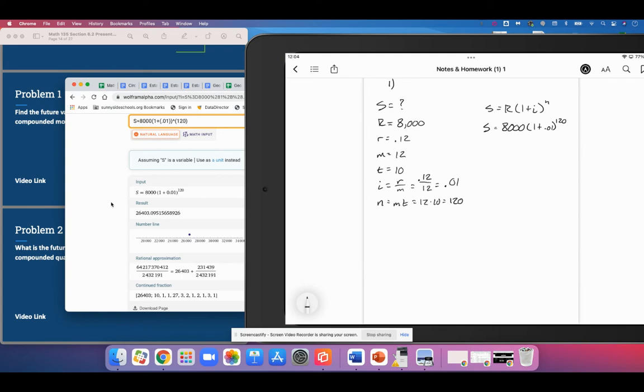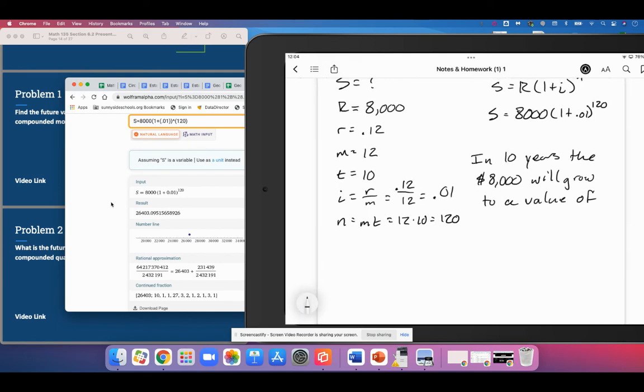So in how many years was this? In 10 years. The $8,000 will grow to a value of $26,403.10. That is pretty darn good.